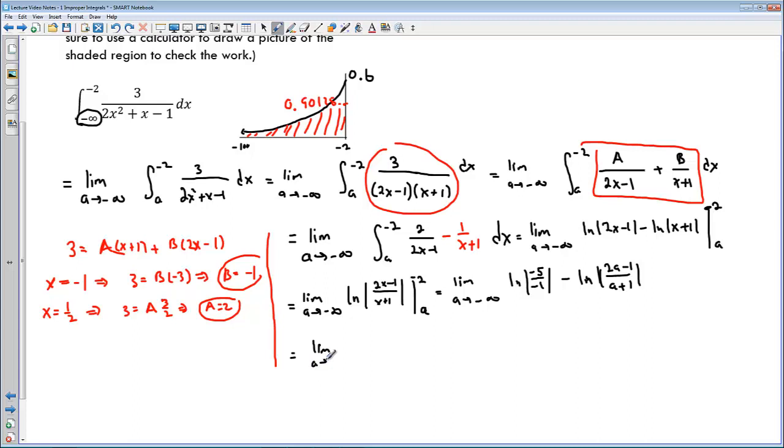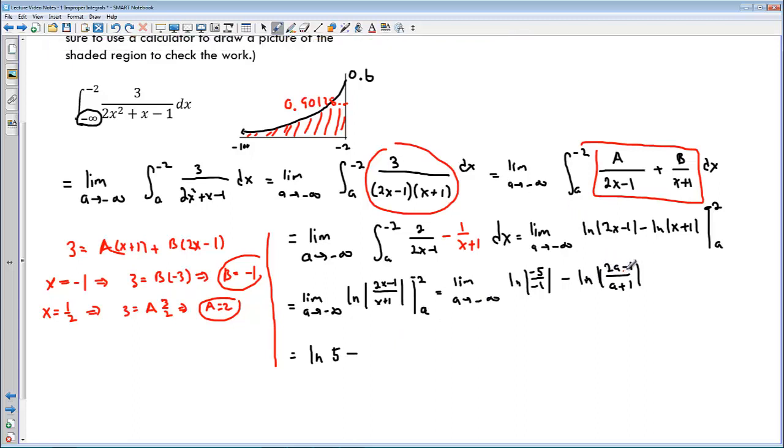And actually, I think we can evaluate the limit now. So let's just evaluate this limit. So we're going to let a go to negative infinity. And what's going to happen? Well, right here, this isn't going to change at all. So you just get ln of 5, basically. So that's ln of 5. You can drop off the absolute value because 5 is positive. And then minus, when a is infinity, remember how you evaluate this limit, right?